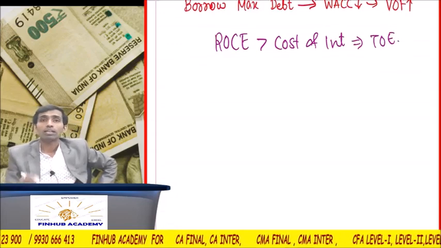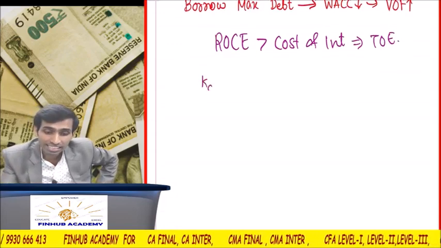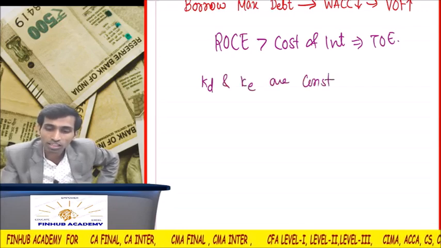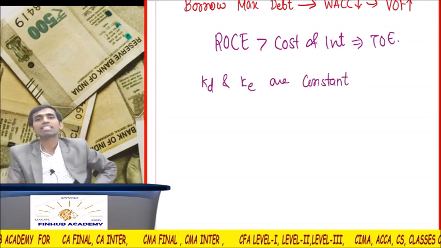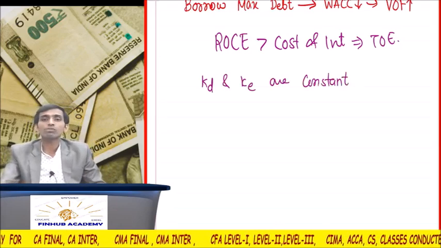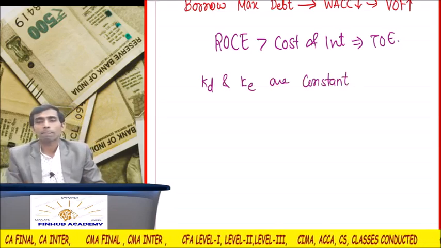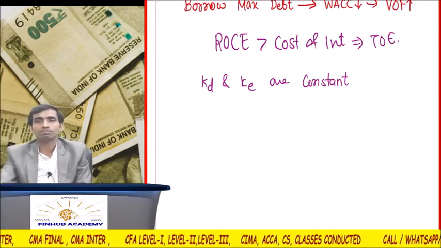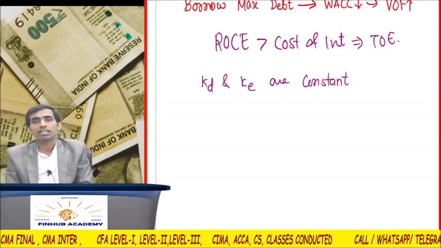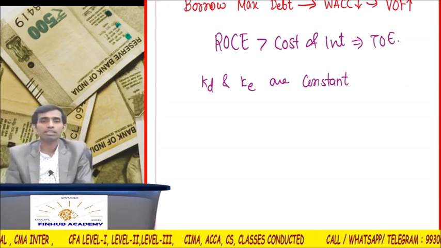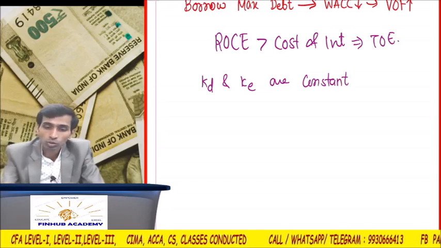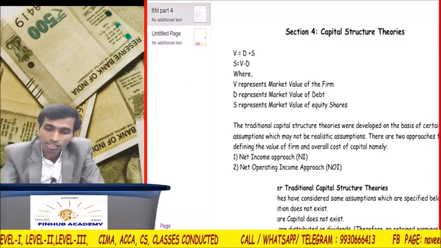Next, listen, one main thing. They are saying that KD and KE are constant. Is that clear? This is what they are saying, and they are saying you should make maximum use of debt. Now listen carefully. Let us directly jump to the sum and see whether what they are saying is correct or not.